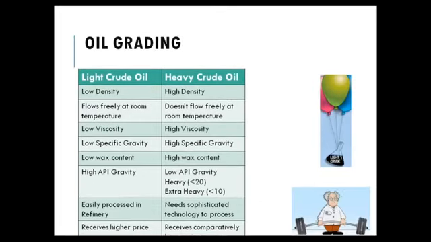As we have discussed, there are two types of oil, light and heavy. Light has low density, and heavy has high density. If it is a low viscosity liquid, it flows very easily. Heavy crude has high specific gravity and high wax content; light crude has low specific gravity and low wax content. Higher the API gravity, the better the crude. Lower API gravity is again divided into two, heavy and extra heavy.